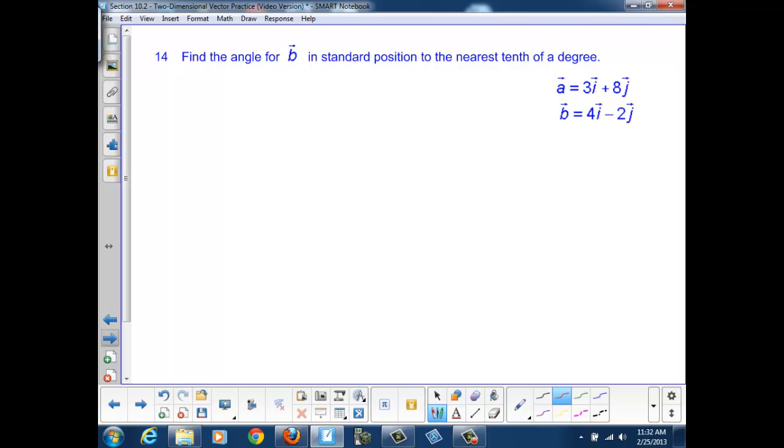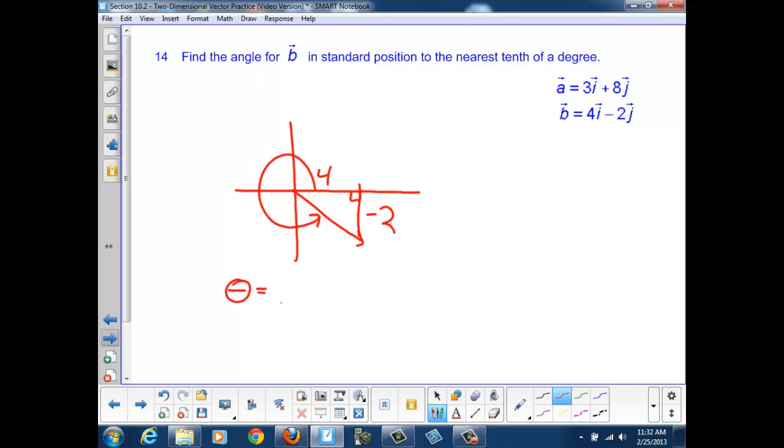Now, if we want to find the angle for B in standard position to the nearest tenth of a degree, we simply have to apply our right triangle trigonometry. Here's my vector B. It's going to go out 4 units and down 2 units, and I want to find the angle from standard position for this particular vector. So, since I have information about the horizontal and vertical sides, that would correspond to the opposite and adjacent of my right triangle that I have sketched here. So, to find theta, or our angle for B, I would use the arctan of the opposite over the adjacent, so negative 2 over 4, to find what that is equal to.